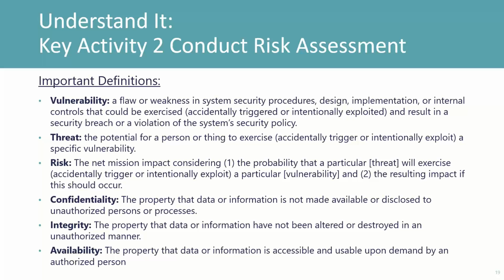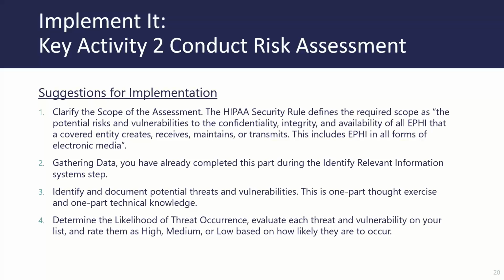And then, of course, we're always looking, because that's what the government tells us to, and it only makes sense, for the confidentiality, the integrity, and the availability. So not only are we assessing the risk for confidentiality, but also for integrity and also for availability. So then they said, okay, so now you have to implement it. What can you do? Well, the first thing they say is clarify the scope of the assessment.